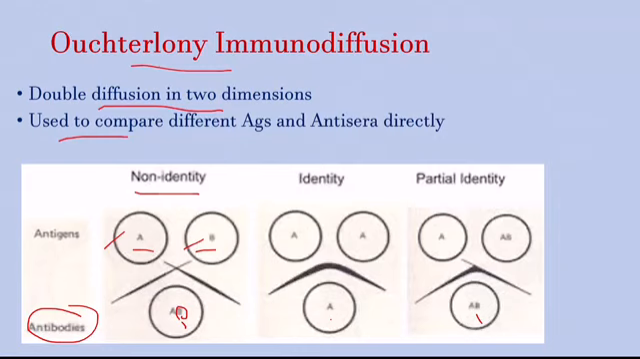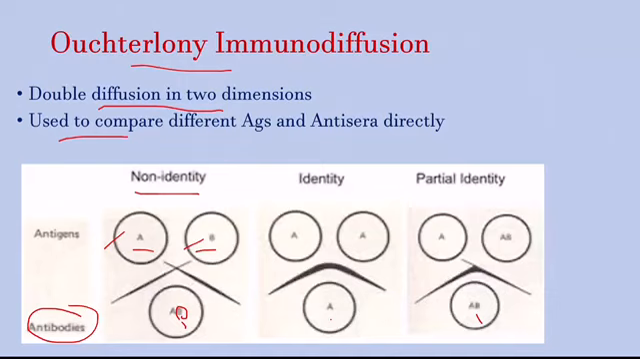So they are non-identical. When the non-identical antigens are placed, both antigens will cross each other. That indicates that these two antigens are unrelated and they are non-identical.